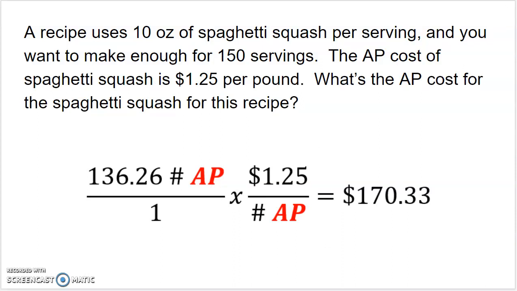So now we can use our $1.25 per pound, set up the calculation like this. The pounds AP cancel and we end up with dollars. So we end up with $170.33 for the spaghetti squash we used in this recipe.